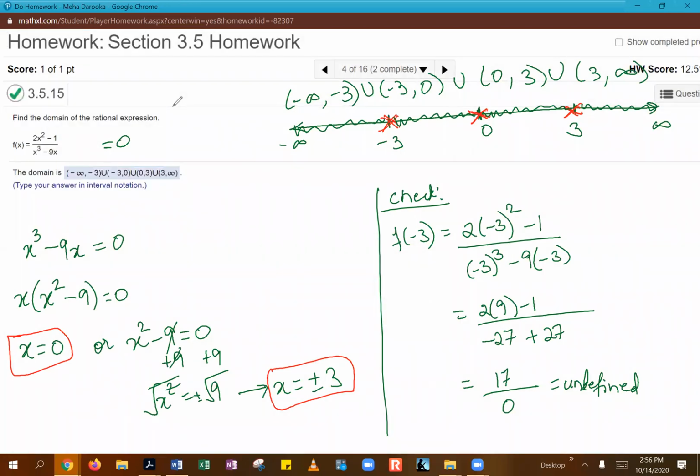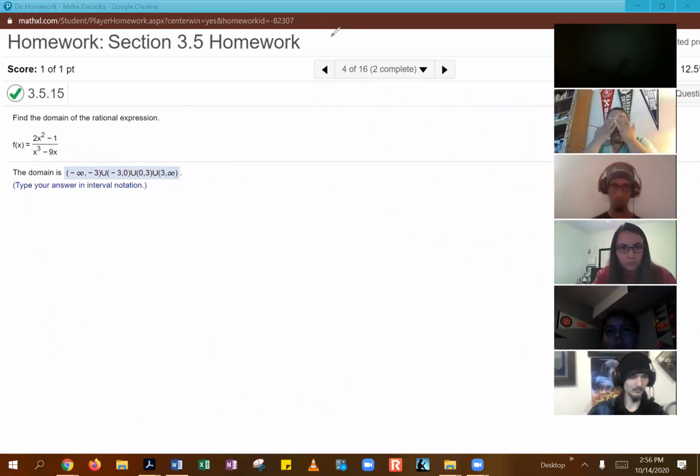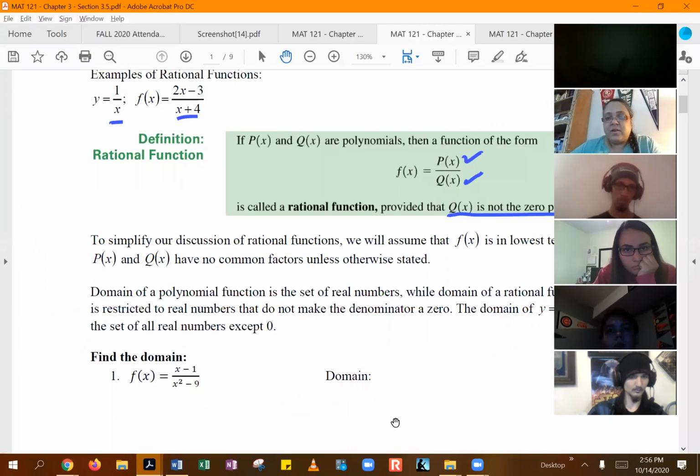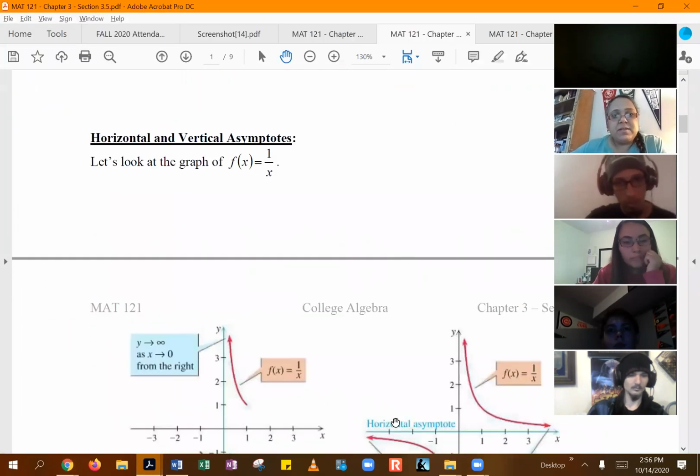Okay, there we go. Now, these same places where we are not able to include these numbers in our domain are actually the same places where you will see the appearance of vertical asymptotes. So again, if you have seen the video lecture, you will be familiar with this.